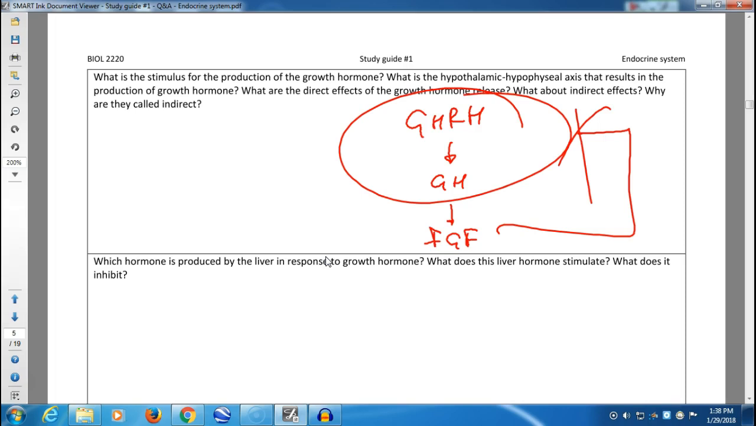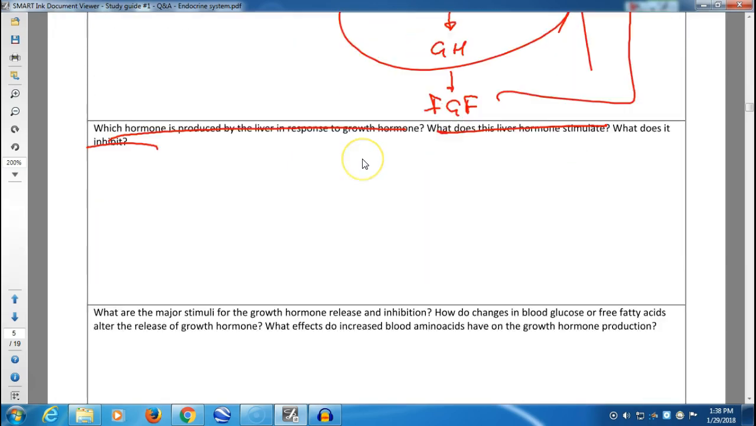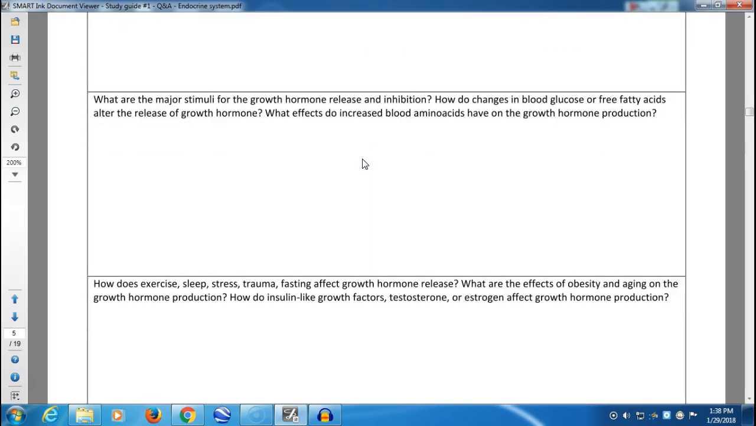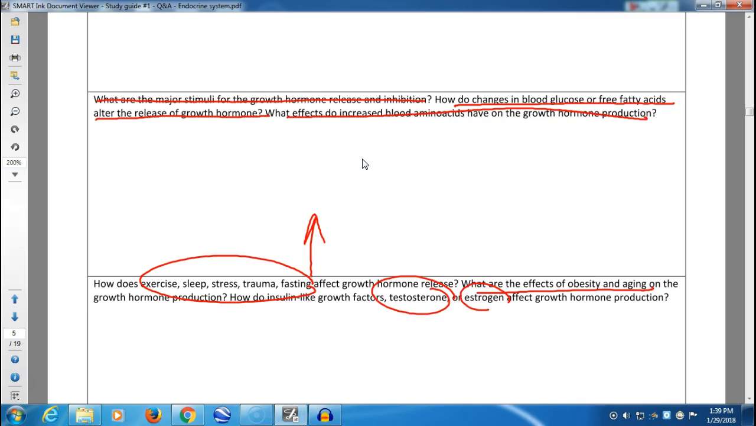Let me see that. Okay, we covered this. Remember that in direct effects we got changes in blood glucose. So increased blood amino acids will increase, decrease. Testosterone and estrogen will increase. This one will decrease. Okay, but I'm going to be candid.